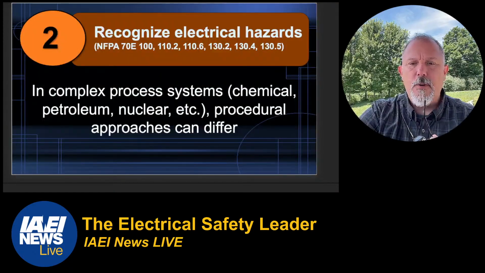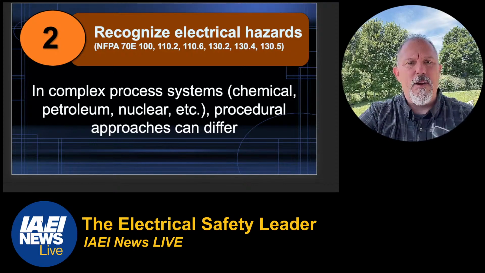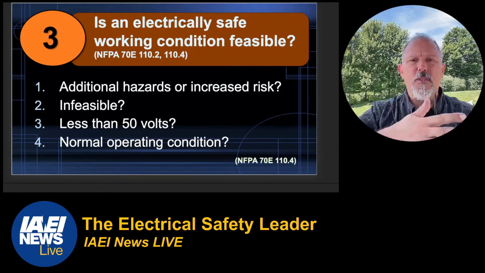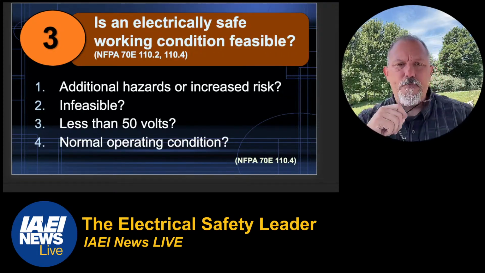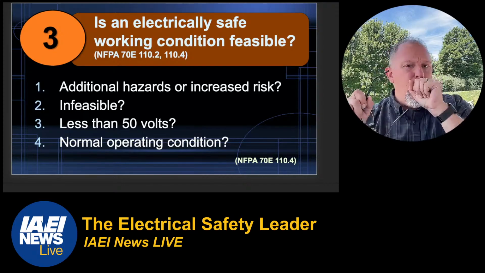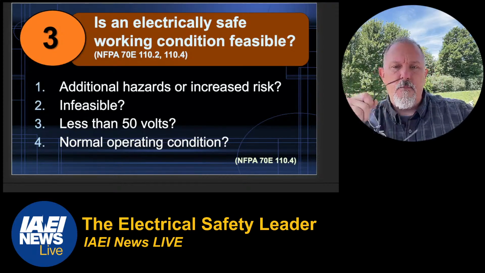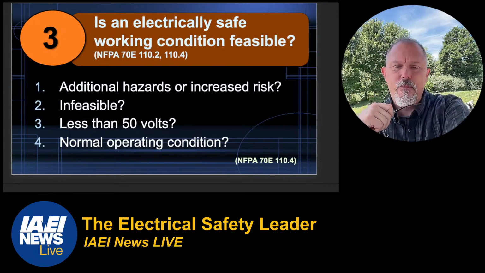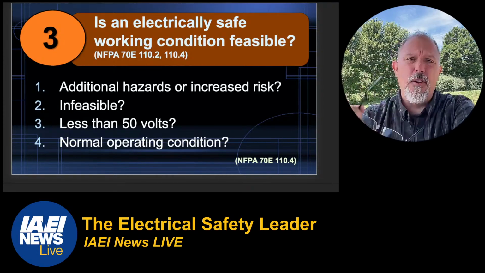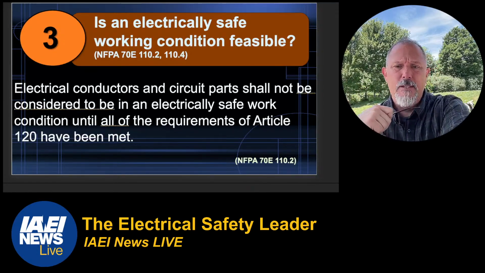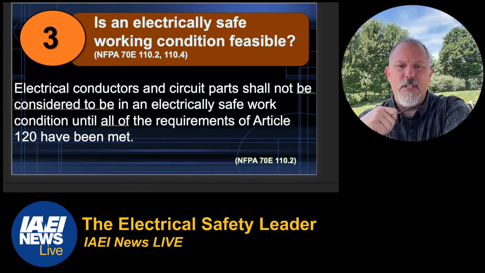Chemical and procedural approaches can differ. So all your equipment, all of your procedures in different facilities could be different. Less than 50 volts, normal operating condition. Is it feasible? What is the work that you're going to be performing? Shall not be considered to be an electrically safe work condition until all the requirements of Article 120 have been met.